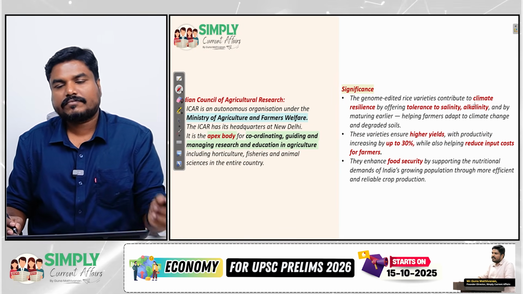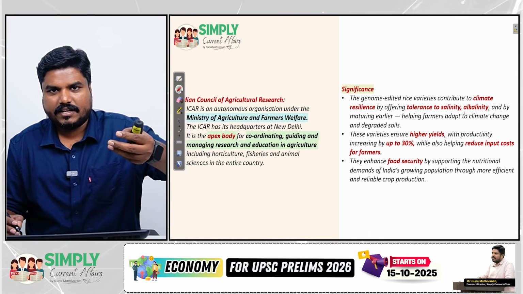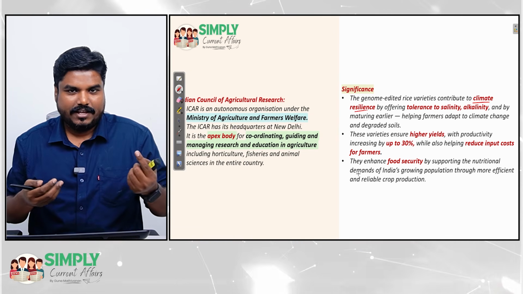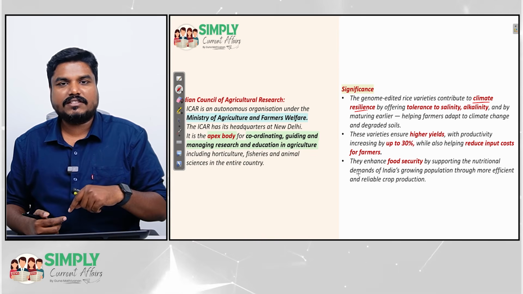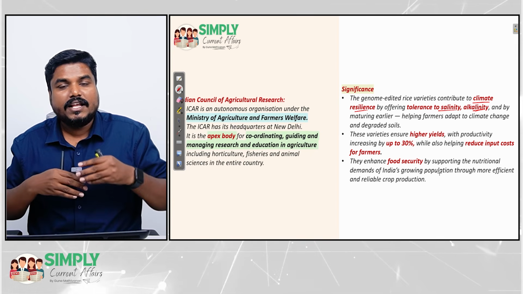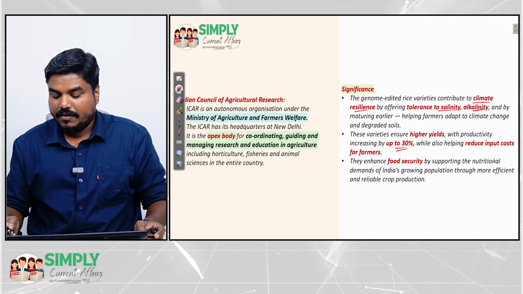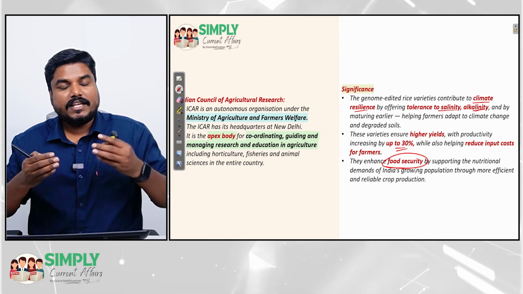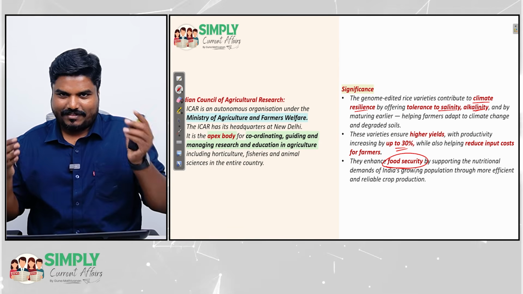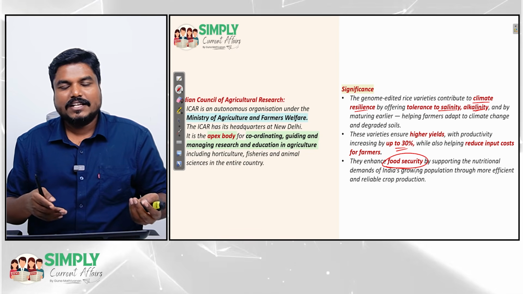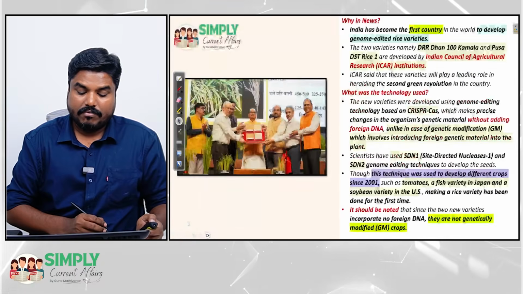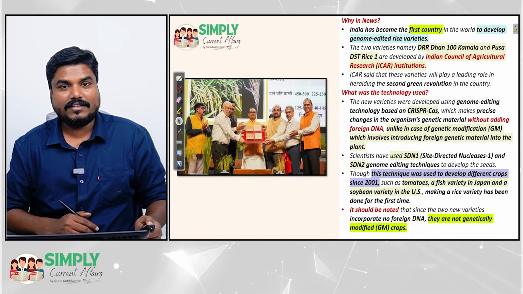So what is the significance? By editing the rice varieties, we have made the rice variety stronger, more climate resilient. The new varieties of rice will be resilient to climate change. It can withstand higher temperature, it can withstand salinity, alkalinity. Apart from that, it can improve the productivity, it can improve the yield by 30%. So this is going to improve our food security. When the yield increases, that is going to improve the farmer's income. When these are resilient to climate change, that is going to help the farmers again. So all these are the significance of what we have achieved. This is a very important topic from our exam point of view, because this has been developed for the first time.